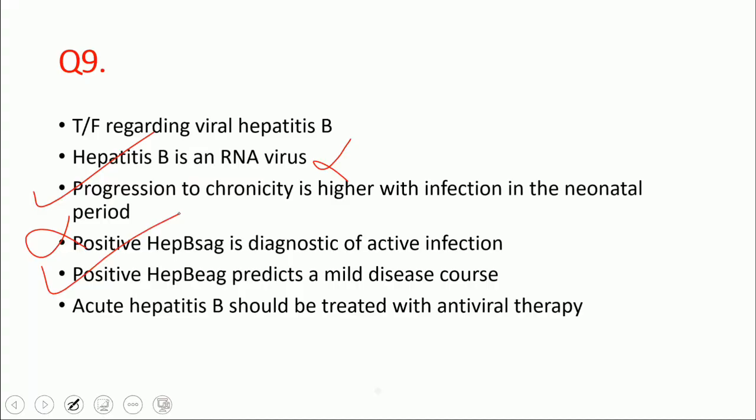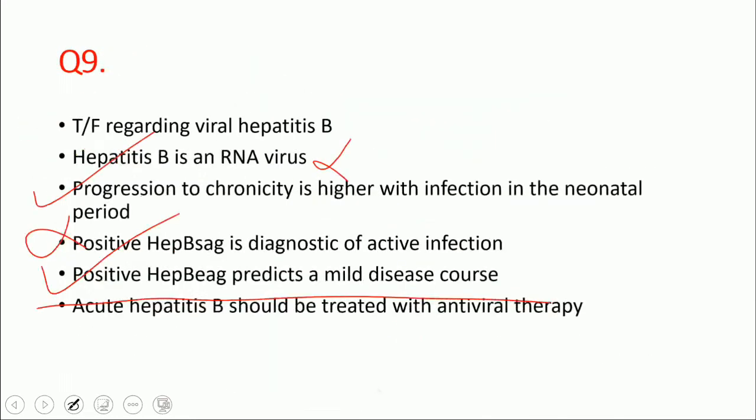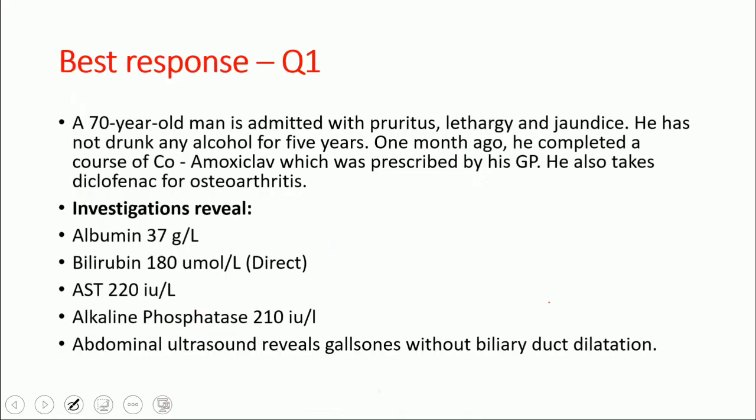Acute hepatitis B should be treated with antiviral therapy. That's not always true, right? Milder forms don't need treatment, but there is a way of deciding whether you need to treat it or not. It's a bit of a difficult thing for undergraduates. You don't treat everybody with acute hepatitis B. So those are the 9 MCQ questions, true false questions.